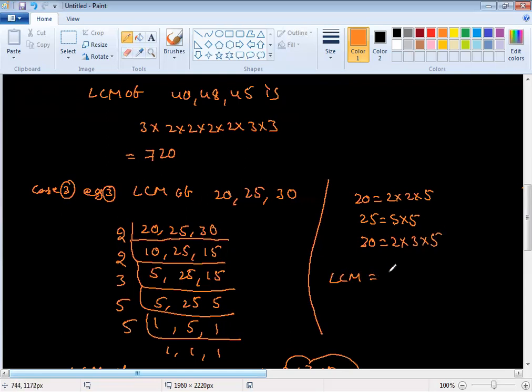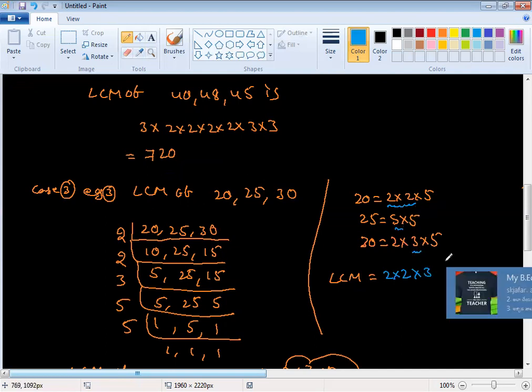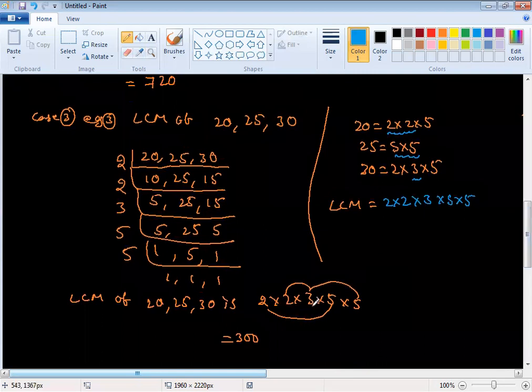For the LCM, I told you that you have to consider the maximum number of times a factor appears. Here you have 2 times of 2. There is no factor with 2 times or more than 2 times. So 2 into 2 into, again go for 3. Only one 3 is there. That is 3. Again go for 5. Here you have 2 times of 5. So that is into 5 into 5. Finish. See, 2 two times, 5 two times, one 3, which is equal to 300. So whichever method you use, you will get the same answer.